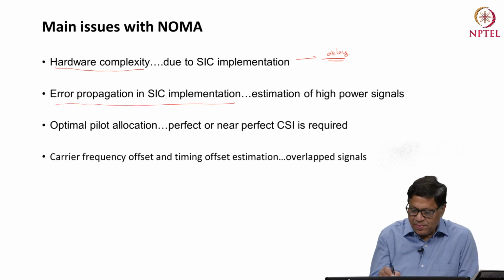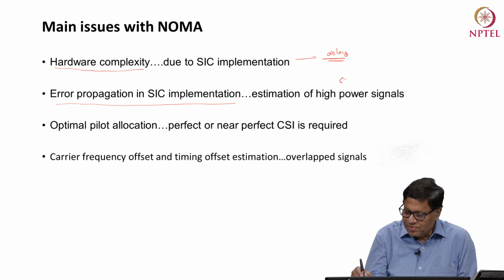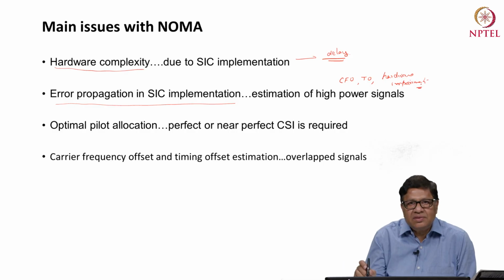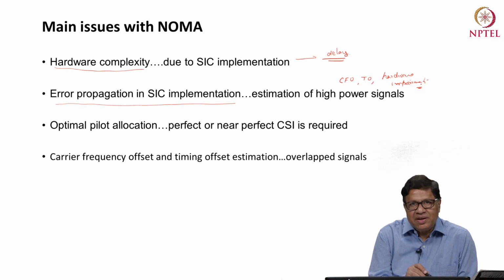Error propagation in SIC implementation. So basically, what we are doing, we are first estimating the channel. So the channel estimation becomes very crucial. So sometimes there is center frequency offset or timing offset or some hardware impairments. You may not be able to estimate the channel coefficient highly accurately. So it might result into wrong decoding of the signal, which you are actually subtracting, so that error continues. So one has to be really careful in estimating the channel so that the error does not propagate in SIC implementation.